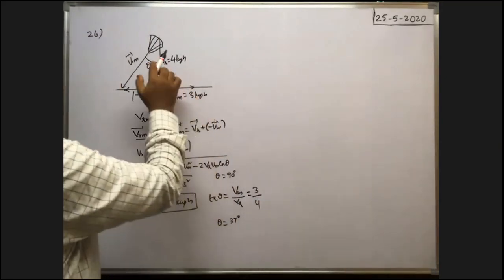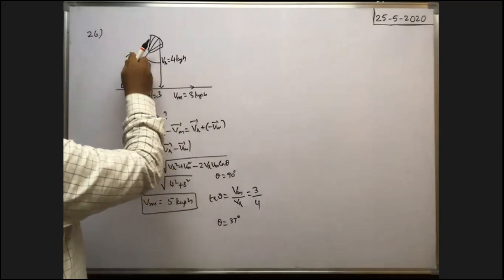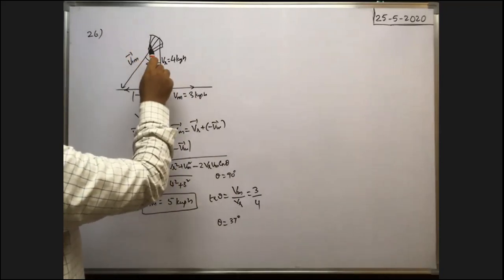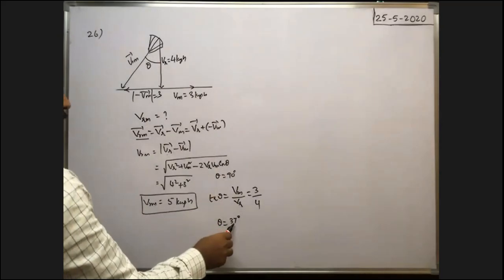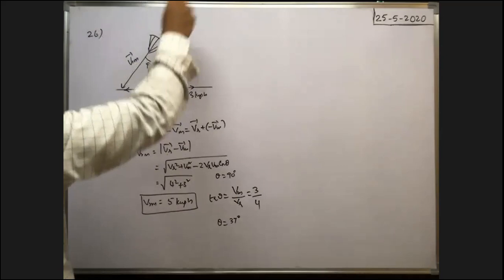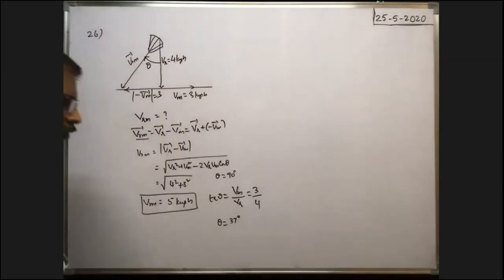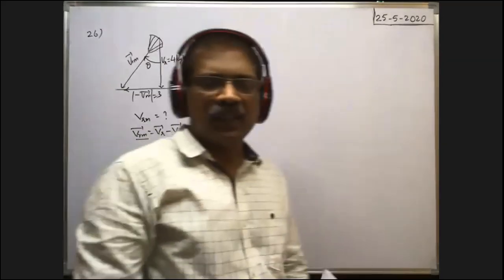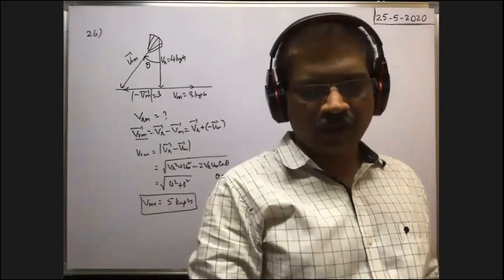So the umbrella is to be held along the direction making a 37-degree angle with the vertical, in this direction. In this direction means in the clockwise direction. So that is the answer. In this way you have to do. Of course, they asked only the magnitude. Okay. Next.